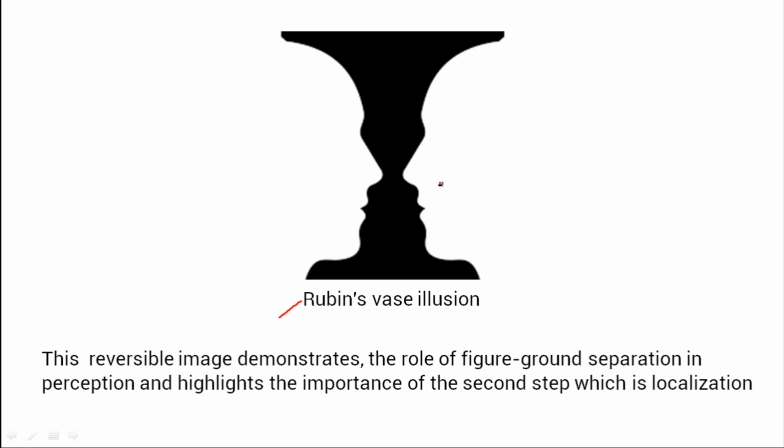But the moment we see the white as the background and black as the figure, you see a vase. So basically, if black is the background, you see two faces, and if white is the background, you see a vase. This is called a reversible image. Can you see the two faces which are seeing each other? Yes, that is what perception is all about, and that is called localization or separating the figure from the background.